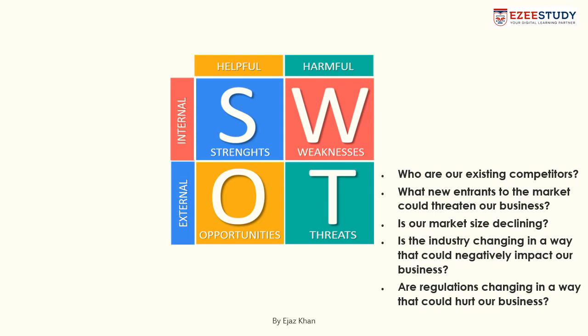Now, if you look at this whole analysis together, we can understand the importance of these four factors. If an organization knows what its strengths are, what weaknesses it carries, what opportunities it expects from the environment, and what threats it expects from the environment, it will be able to come up with a strategy that will help the organization use its strengths to avail opportunities and avoid threats.